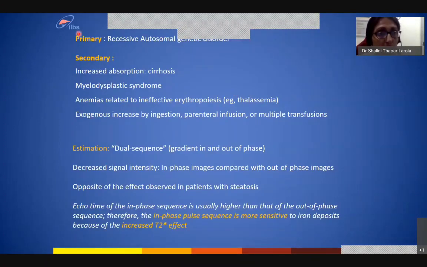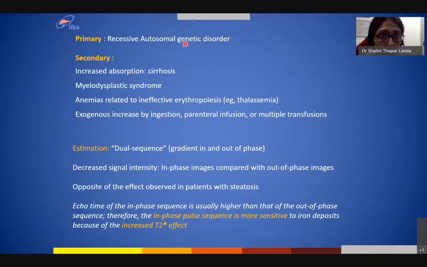Now let's look at the types. There is a primary type, which is a recessive autosomal genetic disorder, and the secondary type. This is what we usually see in our clinical practice when there is increased absorption of iron, for example, in cirrhotic patients that we just saw, in myelodysplastic syndromes, in anemias related to thalassemia, and if there is an exogenous cause, which means an outside increase by ingestion. That means you're taking more oral or parenteral iron, or multiple transfusions, or situations where you need to give multiple transfusions of blood to the patients.